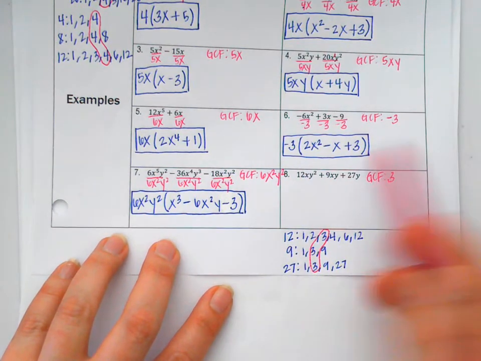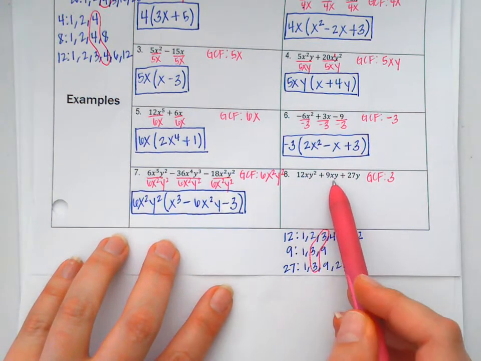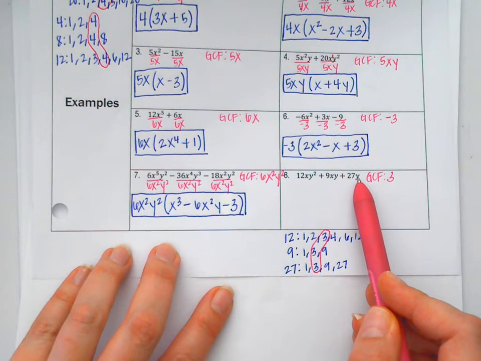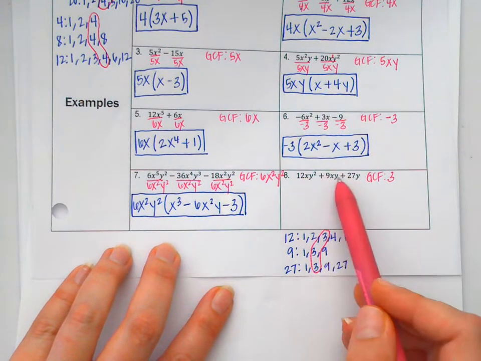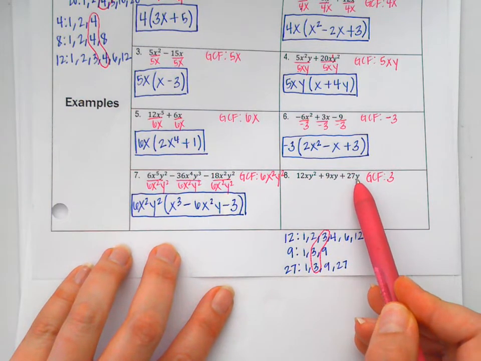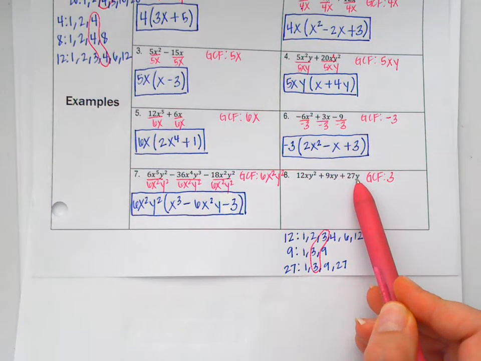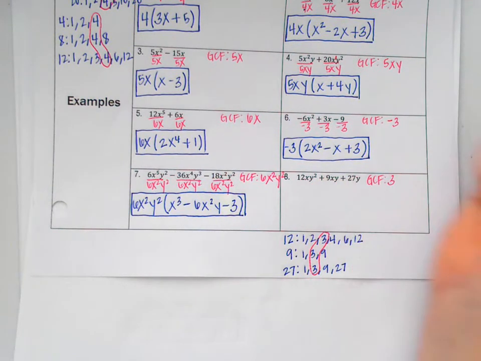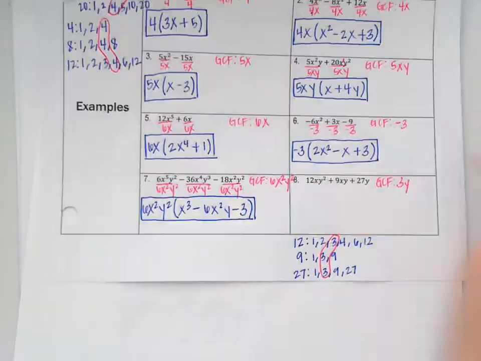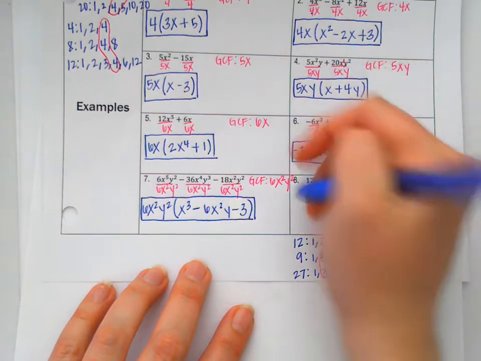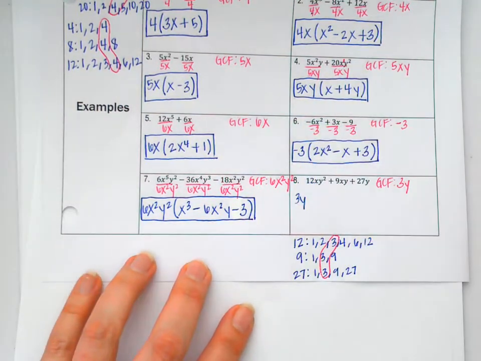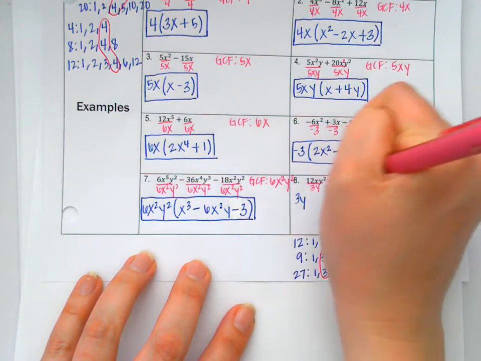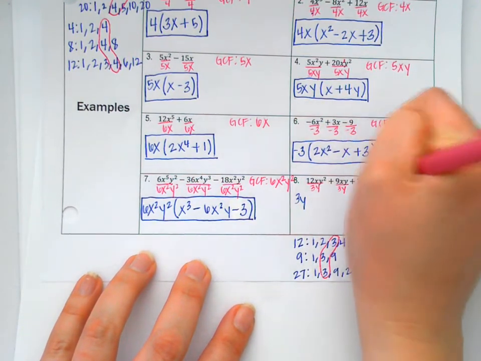And then I look at my variables. So x, that one doesn't have an x, so I can't take out an x there. Y, we're good. So we look to see the smallest exponent. The smallest exponent is y¹. Okay, so then I put 3y on the outside. Probably should have written it a little bit lower. And I'm going to divide everything through by 3y.